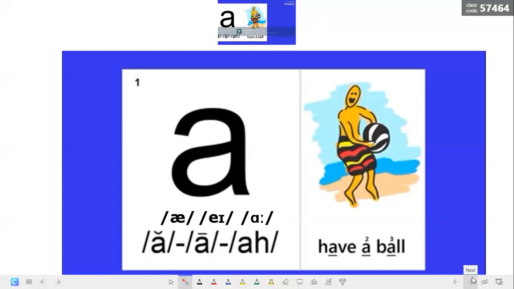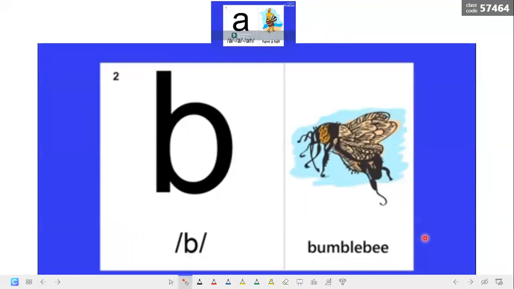reading the sound and the key sentence. Number one, a, R, R. Okay, number two is B.